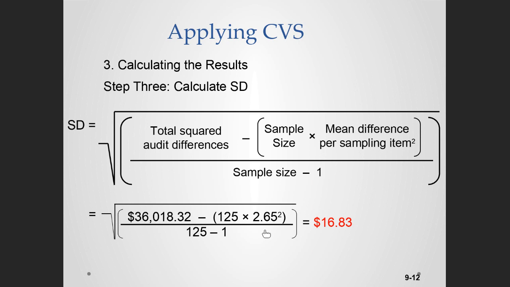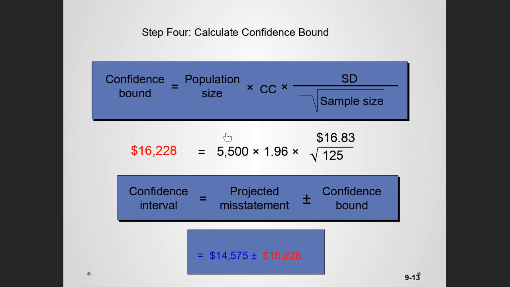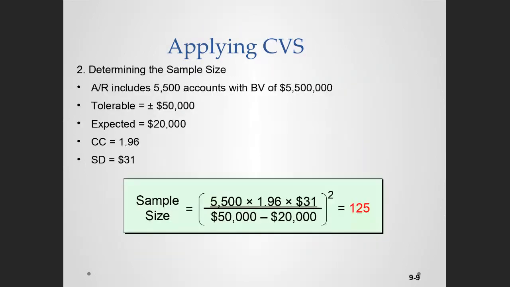So we do this calculation and we come to $16.83. This is the standard deviation. We need this number to do the next calculation. What is the next calculation? We need to figure out something called a confidence bound. How is this calculated? The formula is population size times the confidence coefficient. The population size is 5,500. This is given to us, as you know. The 1.96 comes from that table we looked at, because our desired confidence level is 95%. So this 1.96 comes from this slide that we looked at right here.